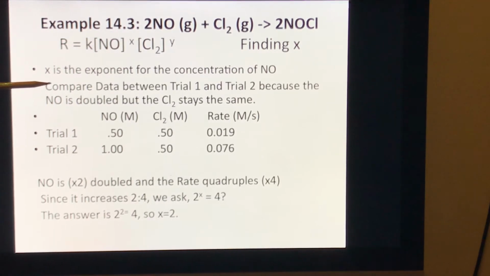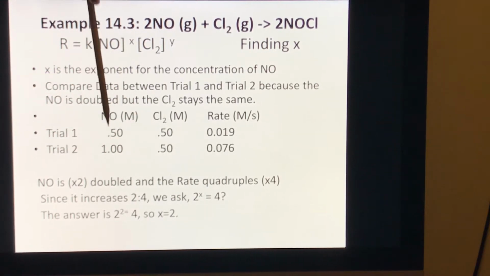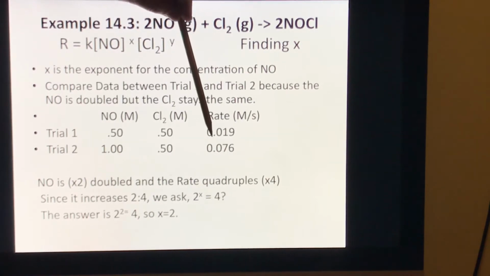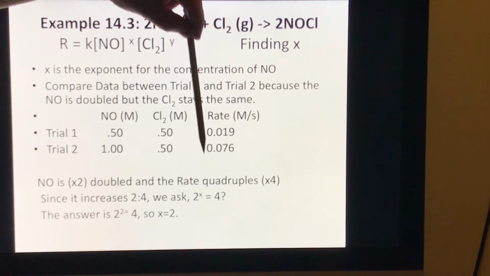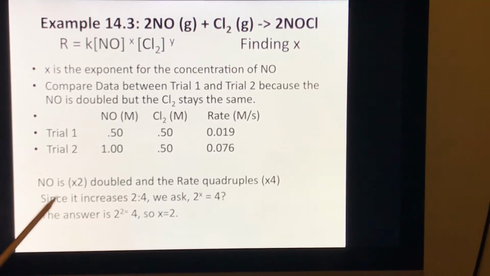In order for us to do this, we need to compare the data between trial 1 and trial 2, because between these two trials, the NO is doubled, but the chlorine gas stays the same. So we're comparing this column with the doubling of the nitrogen monoxide to the rate. The rate increase is determined by dividing the 0.076 by the 0.019, and we find out that the rate quadruples, whereas the nitrogen monoxide is doubled.